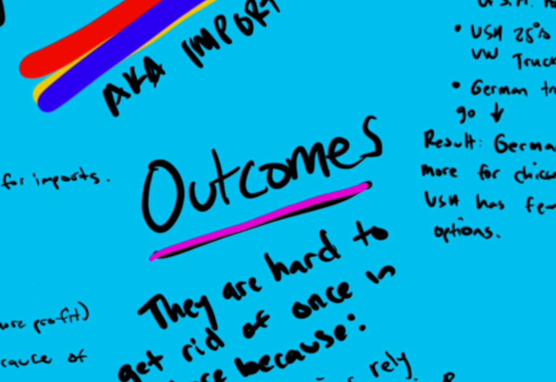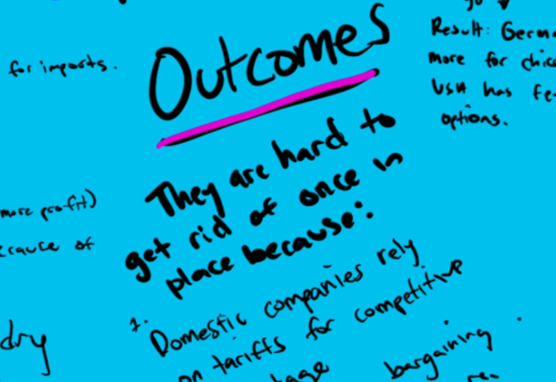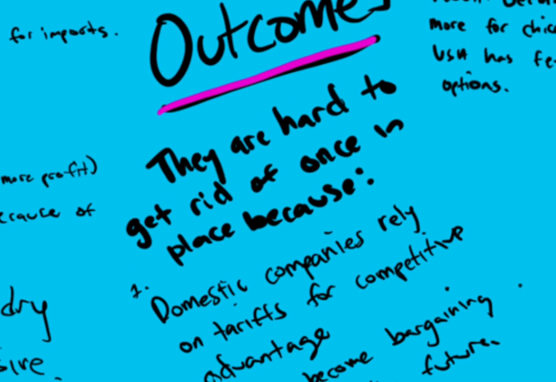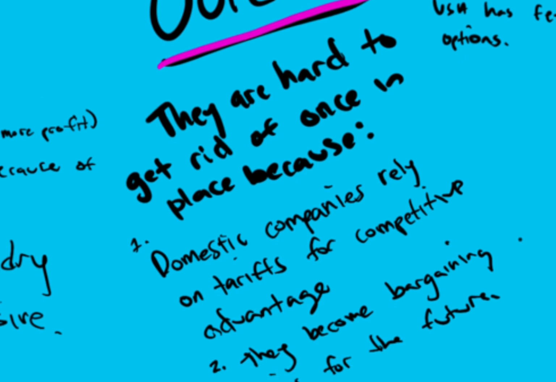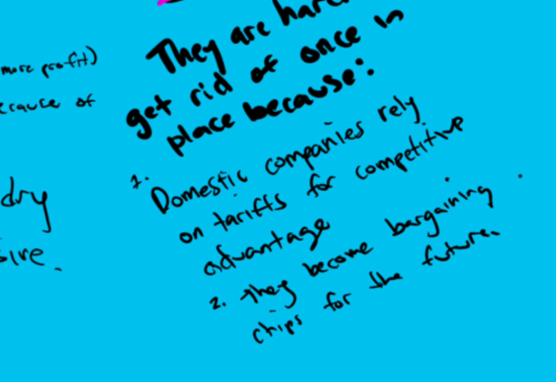What are the outcomes of tariffs? What happens when we put a tariff on something? Well, they are hard to get rid of for a couple of reasons. Number one is that domestic companies rely on tariffs for the competitive advantage. Once you put a tariff in place, a domestic company is able to kind of corner that market a bit and be more competitive because the international companies now have to pay a fine in order to be competitive. The status quo can emerge where these domestic companies are now reliant upon that advantage, and they will really not want the tariff to be removed.